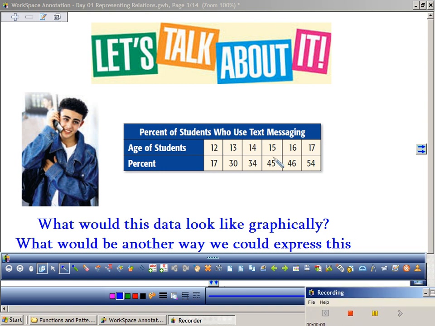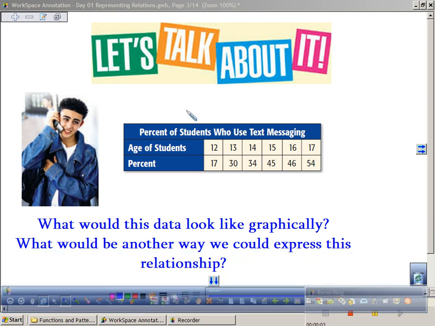Let's talk about it. Percent of students who use text messaging. You can tell this is a little bit old, so let's talk about it. Age of students. So it says if you're 12 years old, 17% of 12-year-olds text. If you're 13, 30% text. 14, 34% text. 15, 45% text. 16, 46%. And if you're 17, 54% text.